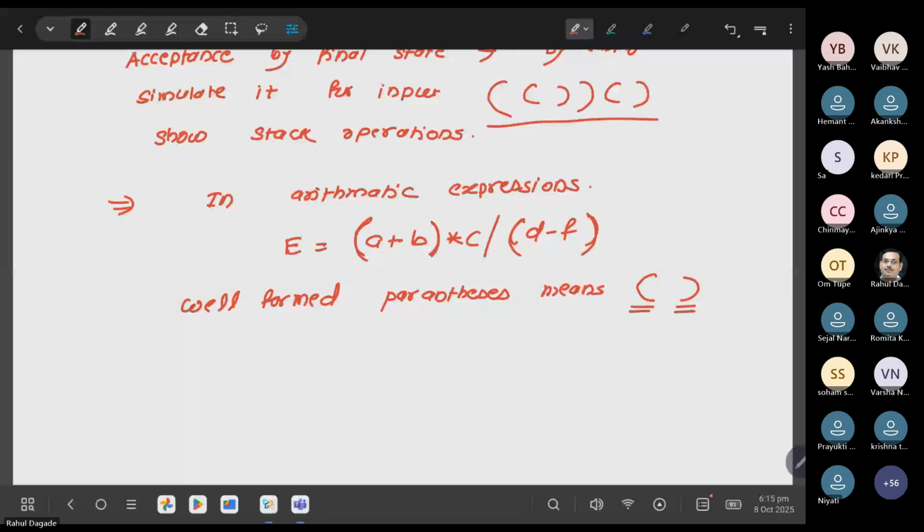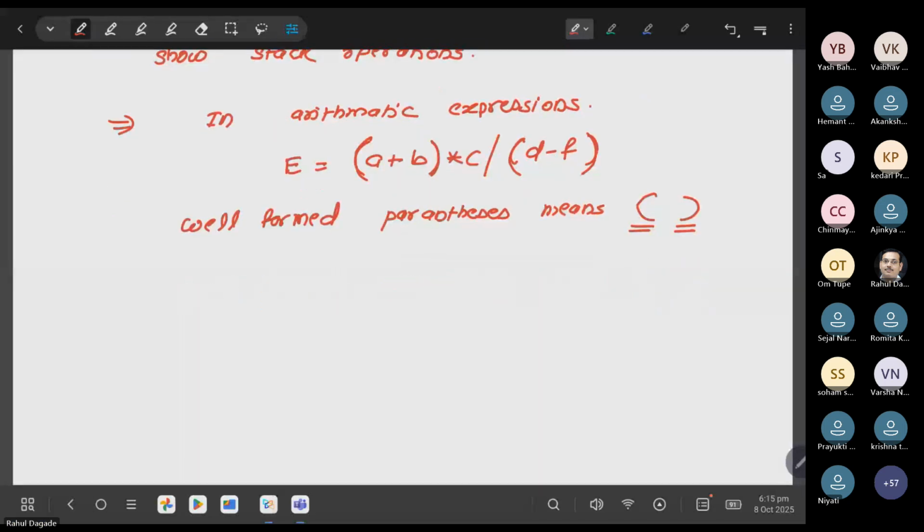So what is the language that it will contain? L is equal to... For example, we have an expression E is equal to A plus B. So there is no parenthesis right now. So with no parenthesis, null is also a well-formed parenthesis. Then we may have one opening parenthesis and one closing parenthesis. So what will be that language? This is the opening parenthesis, this is the closing parenthesis.